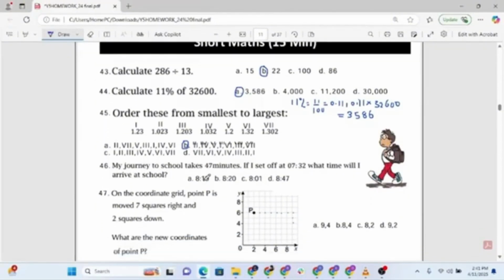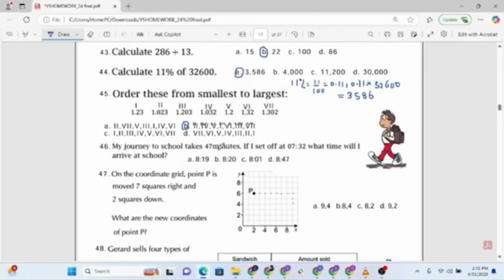Question 46. My journey to school takes 47 minutes. If I set off at 07:32, what time will I arrive at school? The correct answer is 8:19. This is because the journey takes 47 minutes and I set off at 7:32. If we add 47 minutes to 7:32, we arrive at 8:19. Therefore, the correct answer is 8:19.